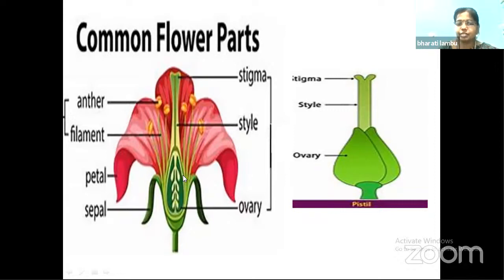So gynecium is generally present in the center of the flower, surrounded by these other three whorls. Gynecium is very important for the formation of the progenies, that is nothing but the zygote. The gynecium consists of three parts: stigma, style, ovary. Pistil is also known as gynecium. So the pistil contains three parts: stigma, style, ovary.